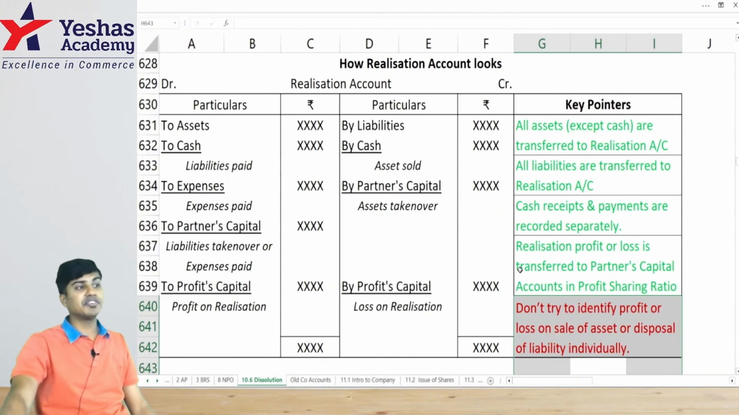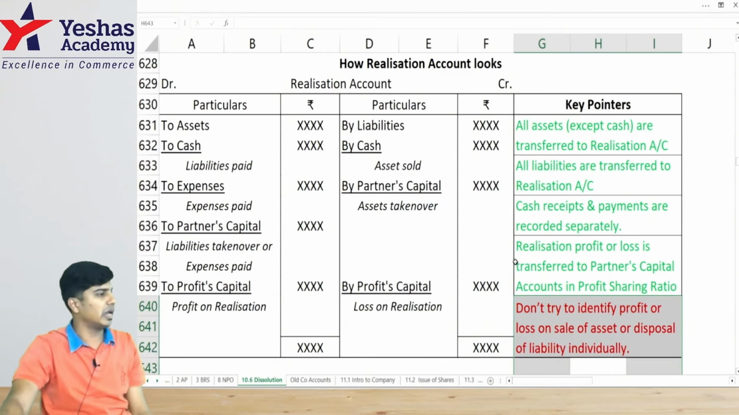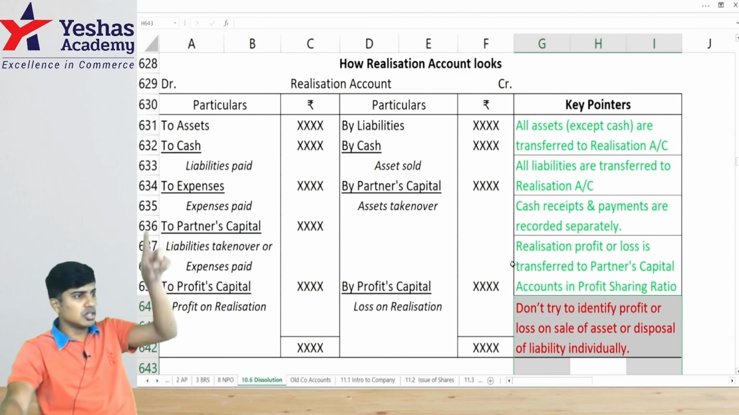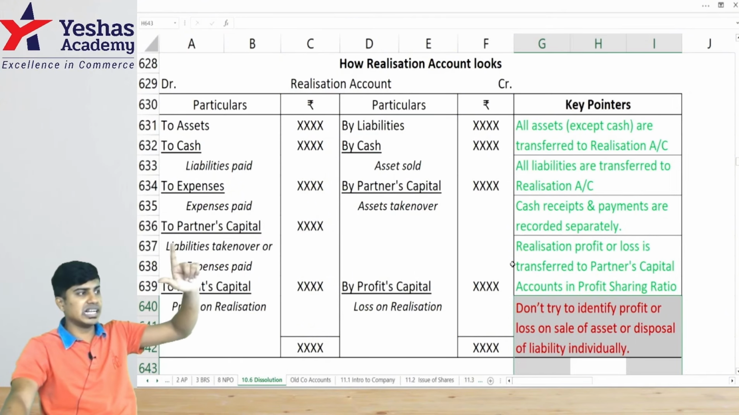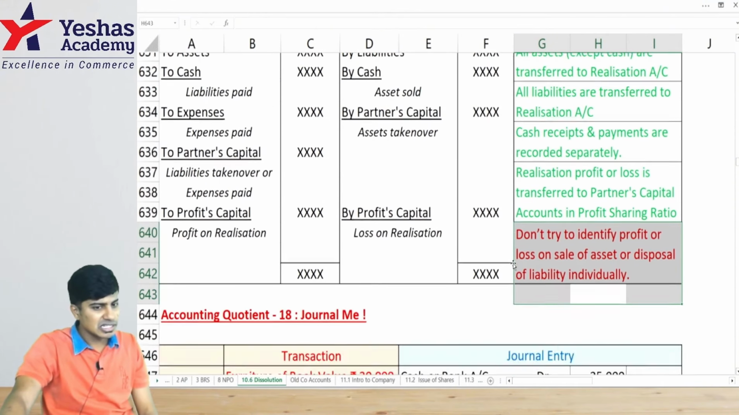Last point to note, if nothing is mentioned, assume the asset realizes 0 rupees. If nothing is mentioned, assume the liability is settled at book value. Usually they will mention all the asset sale prices and all the liability settlement prices. If they don't mention, assets are sold for 0 rupees, liabilities are settled at book value. Why? Conservative approach.